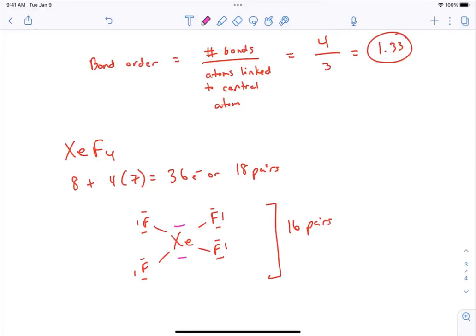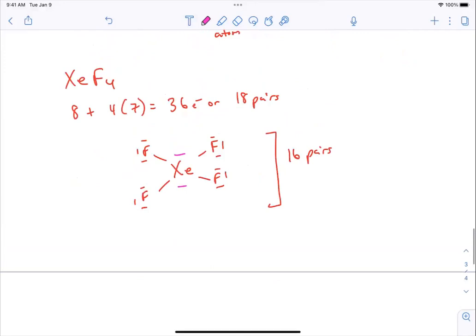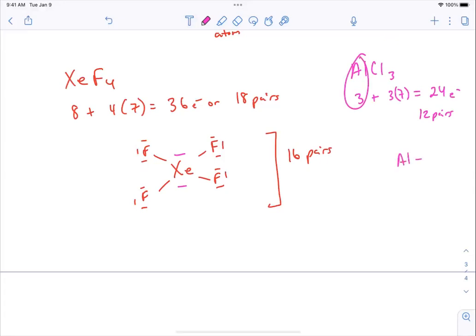Sure. So, for example, let's say we have something like AlCl3. Well, Al is 3, Cl is 3 times 7, so that's 24 electrons or 12 pairs. Well, remember, Al has only 3 valence electrons, so you will write the bonds, but you will not give it an octet because it doesn't have 4 valence electrons. So it turns out this is also 12, so you're done.